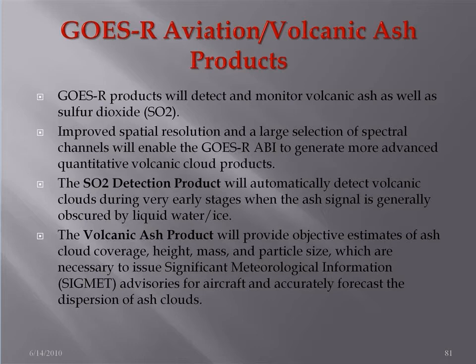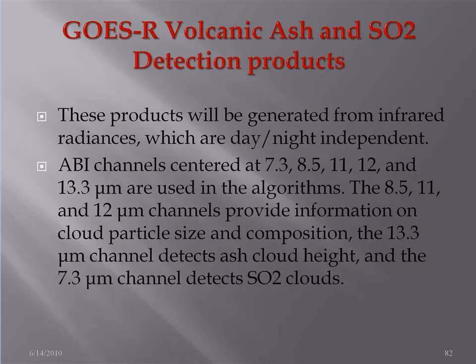when put into models. The GOES-R volcanic ash and SO2 detection products will be generated from infrared radiances, which are day-night independent. ABI channels centered at 7.3, 8.5, 11, 12, and 13.3 micrometers will be used in all the algorithms, with the 8.5, 11, and 12 micron channels providing information on cloud particle size and composition. The 13.3 micron channel will detect ash cloud height, and the 7.3 micron channel will detect SO2 clouds.